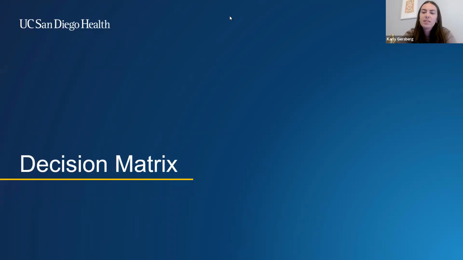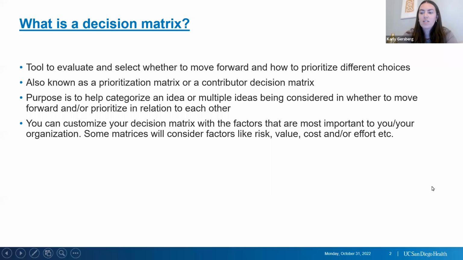Hello, today I will be discussing the decision matrix. We will begin with what a decision matrix is. A decision matrix is a tool to evaluate the value of ideas and to prioritize different options. The decision matrix is also known as a prioritization or a contributor decision matrix.